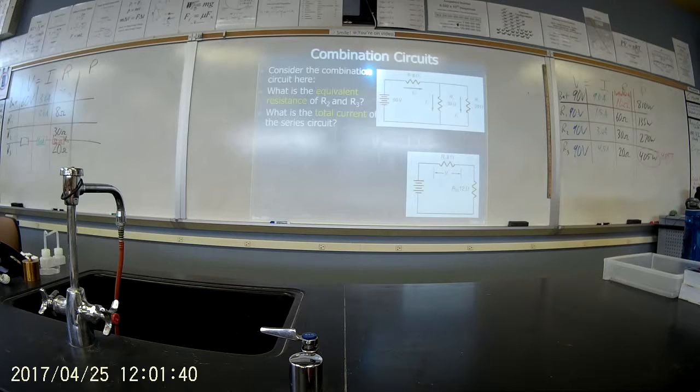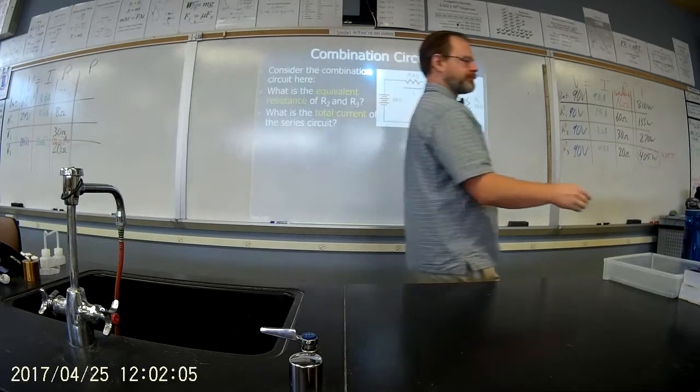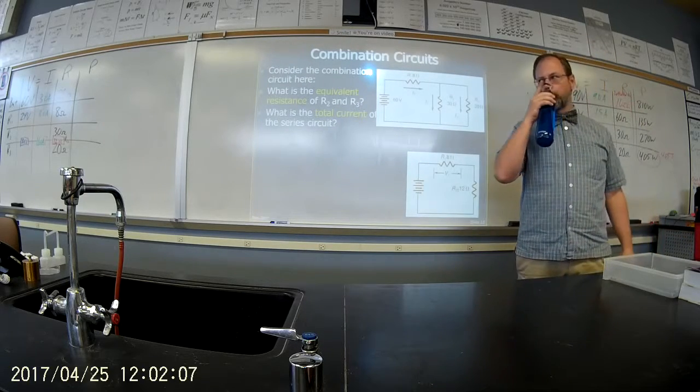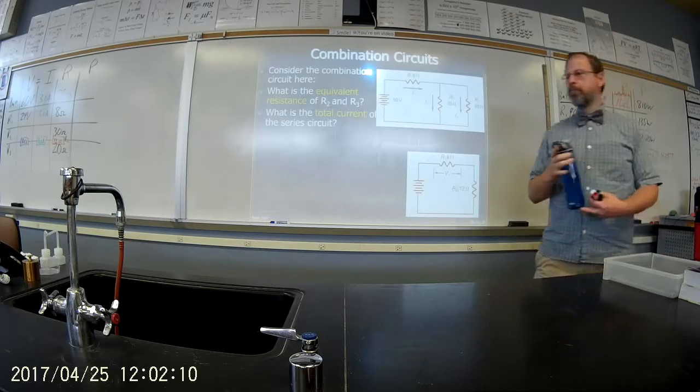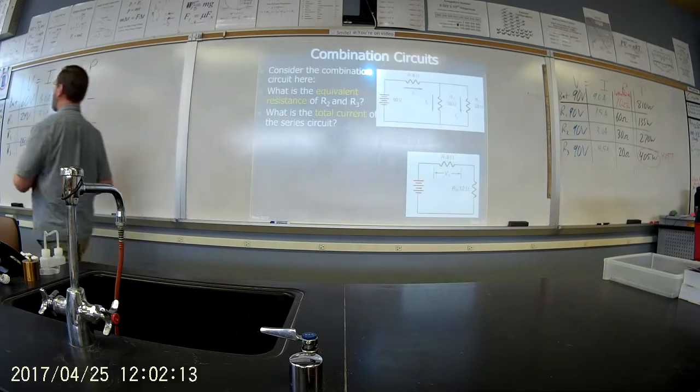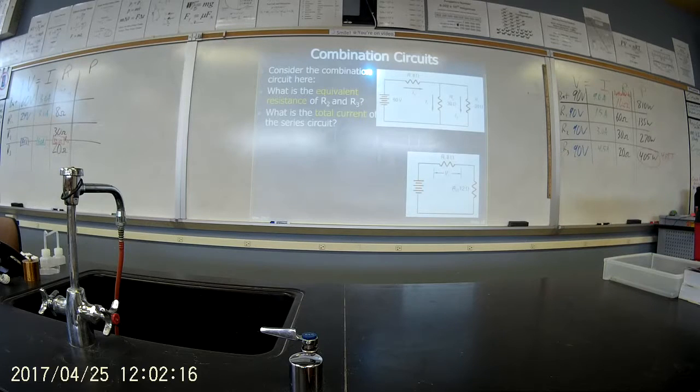Voltage of which? R1. Can you find the voltage there? How do I find that? 3 times 8 is 24 volts. Now what? 36 volts. And does 36 plus 24 equal 60? Yay! We're almost done with the combination circuit. Okay. Now we're stuck here.